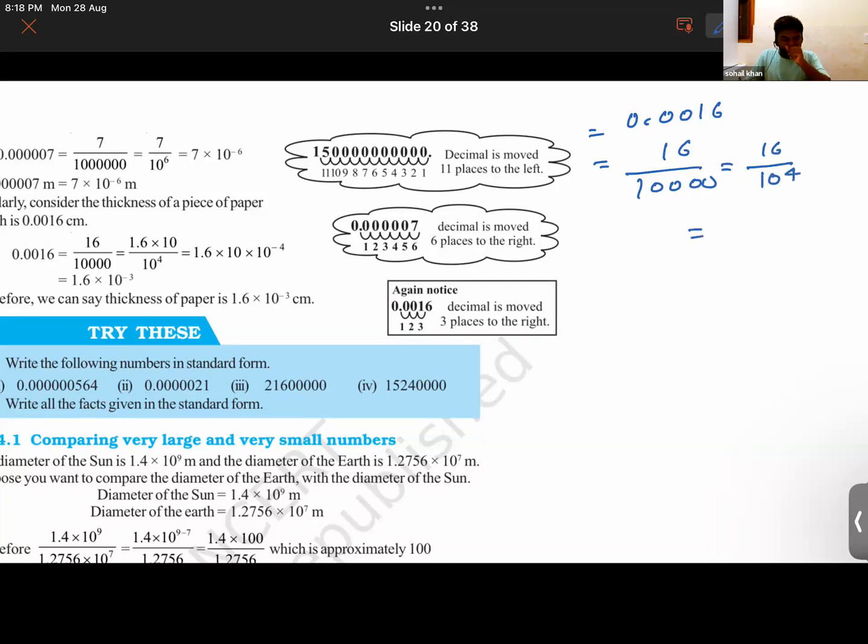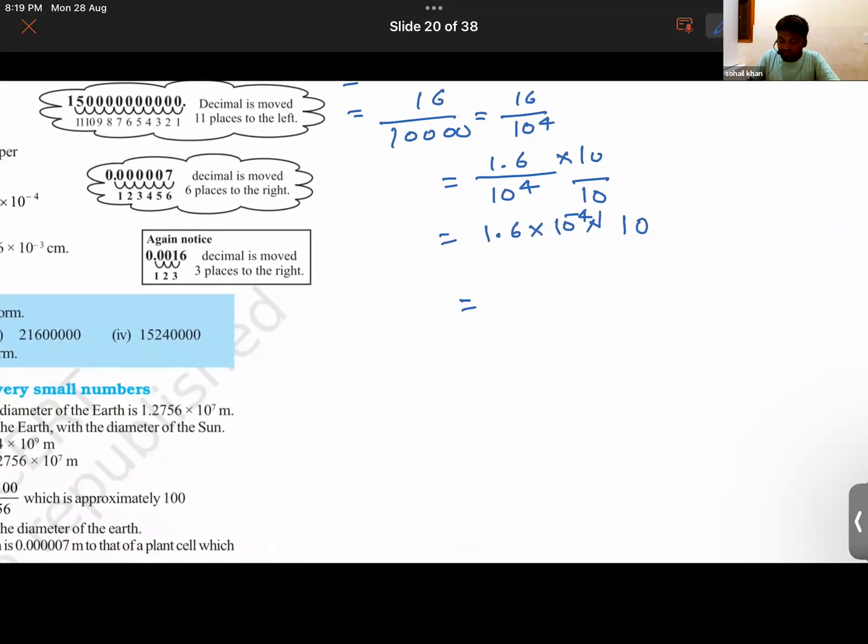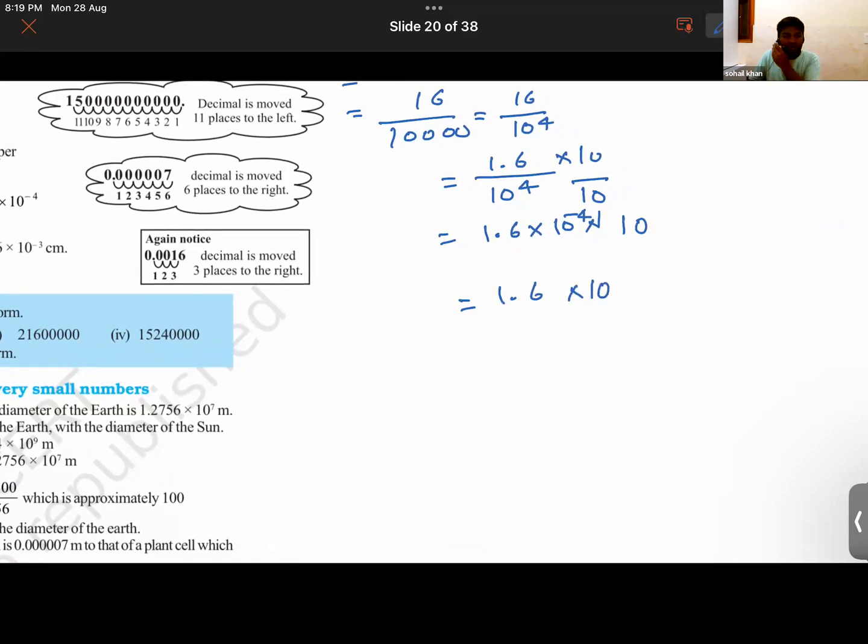And then, in order to place a decimal here, you need to multiply it and divide it by 10. Getting it? Okay. So it's 1.6 now into 10 raised to the power minus 4 into 10 here. So 1.6 into 10 raised to the power minus 3 would be your final answer. Yes, minus 3. Getting it here?